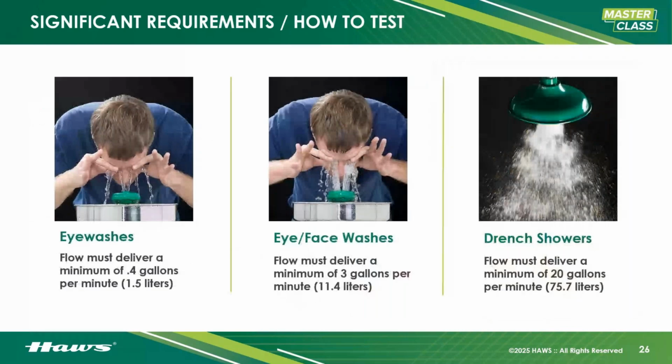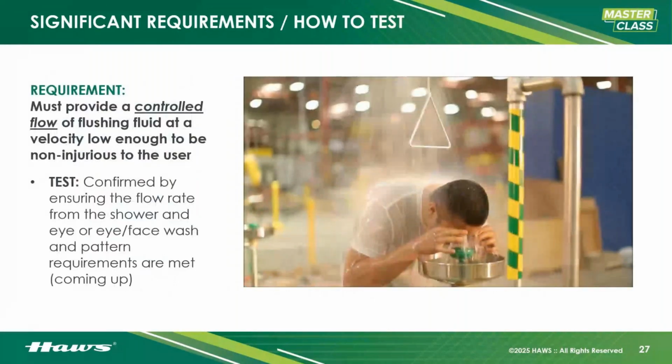Now, eye washes have to deliver 0.4 GPM or 1.5 liters. Eye face washes, 3 gallons or 11.4 liters per minute, and showers, 20 gallons or 75.7 liters. And for a combination unit, for instance, like you saw before, say an eye face wash and drench shower would be 23 gallons per minute total that they have to deliver.